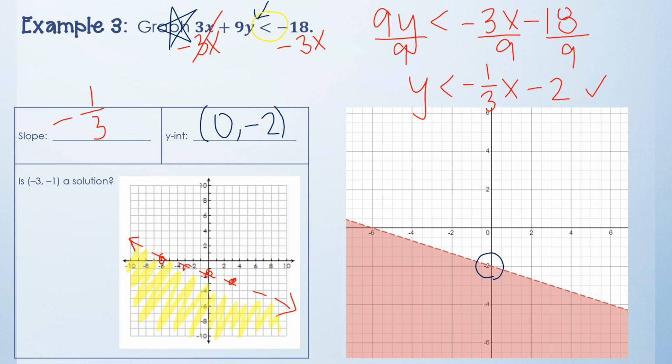So is the point (-3, -1) a solution? So where is that point? (-3, -1) is right here, which actually falls on the line. So the question is, is a point that falls on the line a solution or not a solution? It depends. If it is a solid line, then yes, it is a solution. If it is a dashed line, then no, it is not a solution.